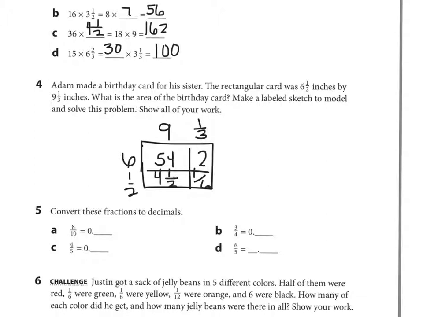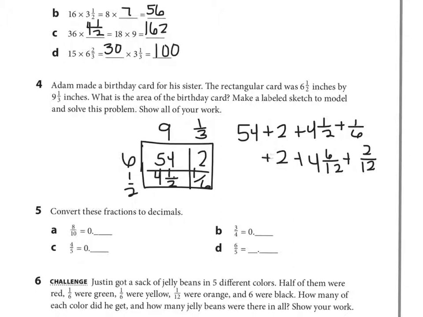I know that I can change sixths into 12ths for common denominators. Let's go ahead and write down what I'm trying to add up. I'm adding 54 plus 2 plus 4 1/2 plus 1/6. I know that I can change halves into 12ths. This will be 4 6/12. And I can change 1/6 into 12ths. That will be 2/12. Again, remember the 2 and the 54 are still there and did not change.